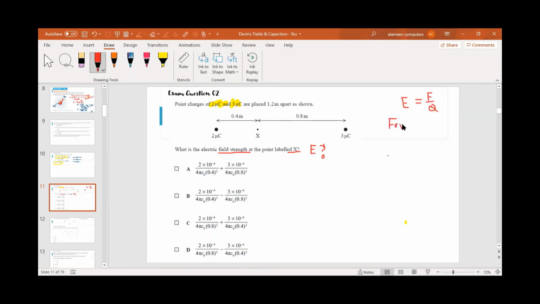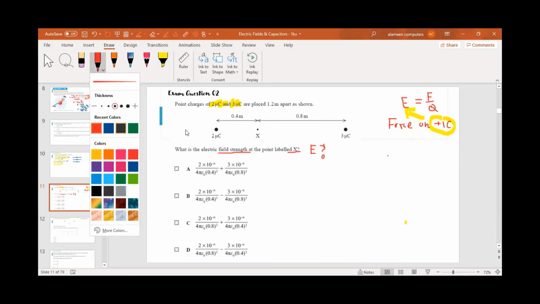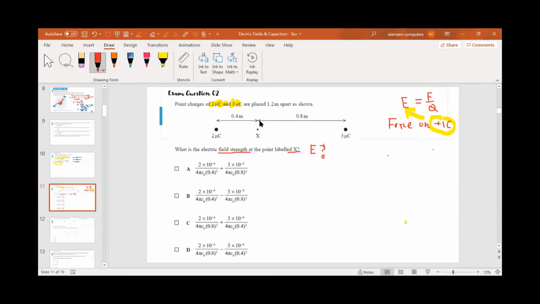Remember, that is the key. Force on positive unit charge, +1 Coulomb charge. So if you calculate the force on +1 Coulomb charge, you will get the electric field strength. Understand? So remember this, right? Now this is the method you should use.